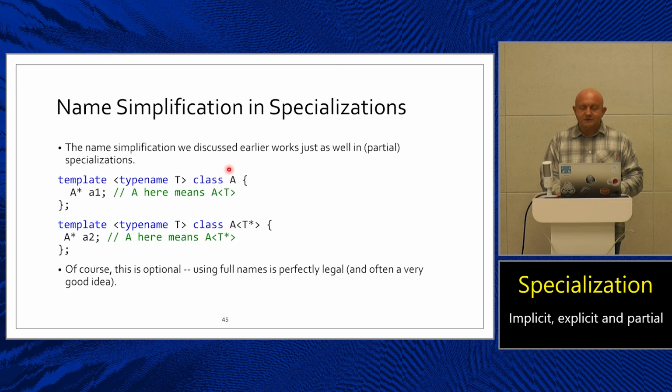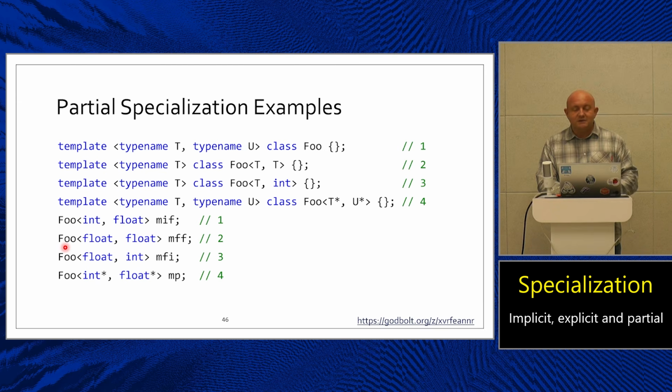And what's particularly interesting is that the name simplification we saw earlier works just as well inside partial specializations. Now we are saving a whole 4 characters. Notice that here A means A of T pointer. And sure, everyone who knows this rule understands it, but it does rely on everyone reading the code having this specific knowledge. Using the full explicit name here, like A angle brackets T star, is perfectly legal and is often a much clearer and safer idea.